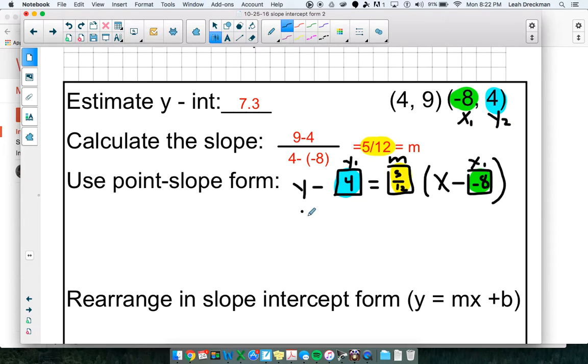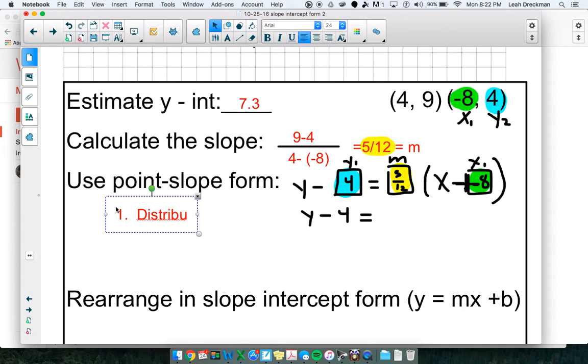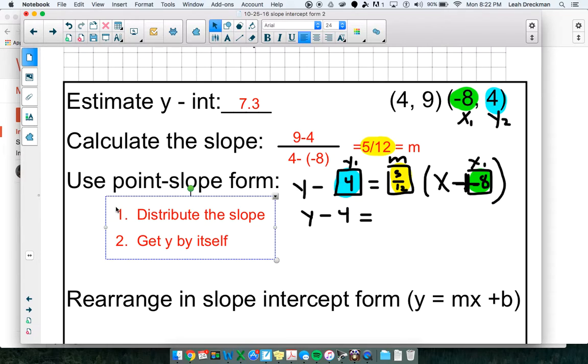Okay, so we get y minus 4. And then in the parentheses here, notice we get back-to-back negatives. So I'm going to turn that into a plus sign. And in case you forgot, on this next step, we are distributing the slope, just like we did on the last one. And then on the next one, we're going to get y by itself. Okay, so those are kind of the 2 steps we're doing here.